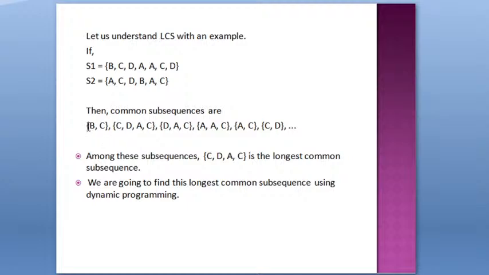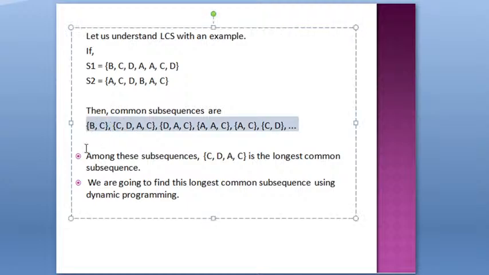Now among all these possible subsequences, the largest common subsequence is nothing but CDAC. So this CDAC is your largest common subsequence. So among these two strings, all the possible subsequences are BC, CDAC, DAC, AAC, AC, CD and so on. Okay. So among all the subsequences, my largest common subsequence is CDAC.